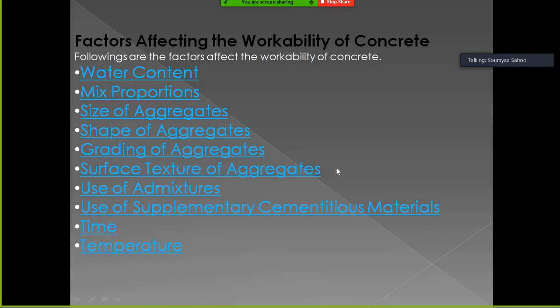Next factor is the surface texture of aggregate. The aggregates with smooth surfaces are more workable than roughly textured aggregates. Roughly textured aggregates show high friction and segregation tendency. Besides, the next factor is the use of admixtures. There are some admixtures which can improve the workability. Some admixtures are mixed intentionally to increase the workability of concrete. The next factor is the use of supplementary cementitious materials. There are many supplementary materials used for improving the quality of fresh concrete, and some examples are fly ash.